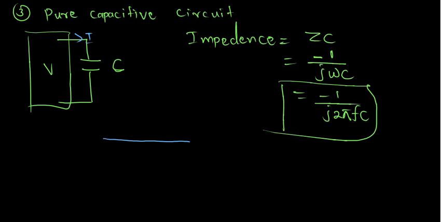For the phasor diagram, the common quantity is I, so I start with I. I already told you that the voltage across an inductor is leading, and at the same time the voltage across a capacitor is lagging. So the voltage across a capacitor is lagging the current. We already finished the pure circuits. Now we are going to start the RL circuit.